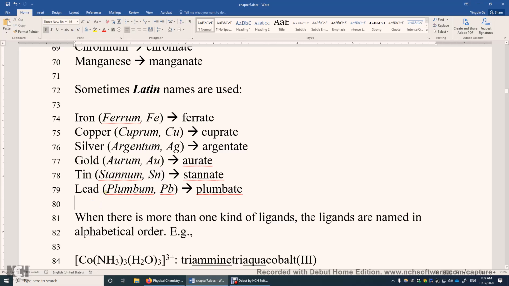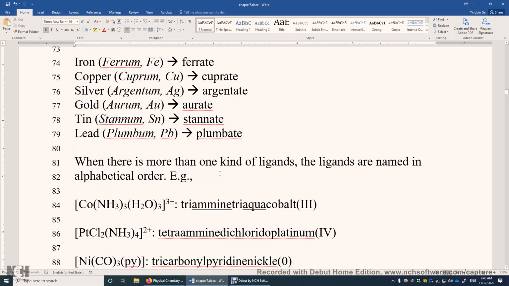Lead, plumbum, Pb. So Pb, plumbum. If it appears in a negatively charged transition metal complex, the name for this metal becomes plumbate. Again, look at the ending, -ate. Okay.